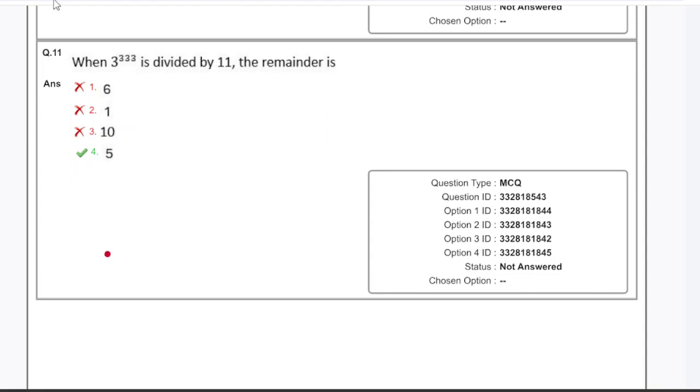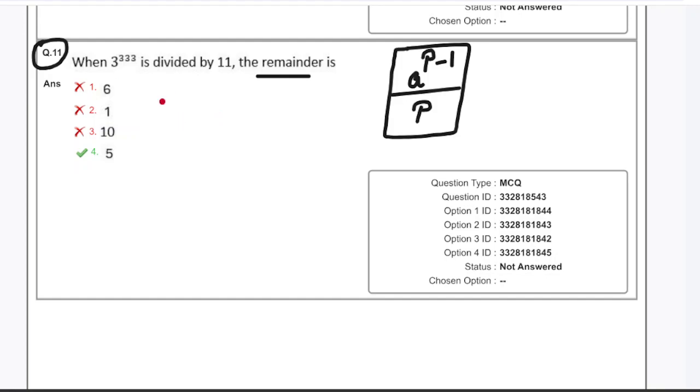CAT 2024 QA, slot 2, question number 11. Now, in this question, they have asked about the remainder when 3 raised to power 333 is divided by 11, then what will be the remainder? Now, we could use Fermat's little remainder theorem.